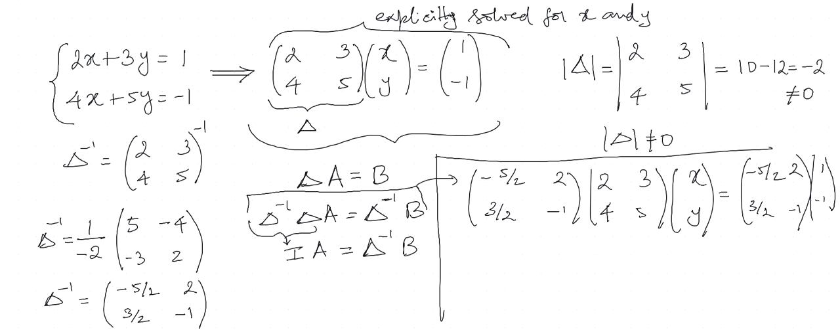Now tell me the multiplication. So this will look like 5 over 2, minus 5 plus 6.